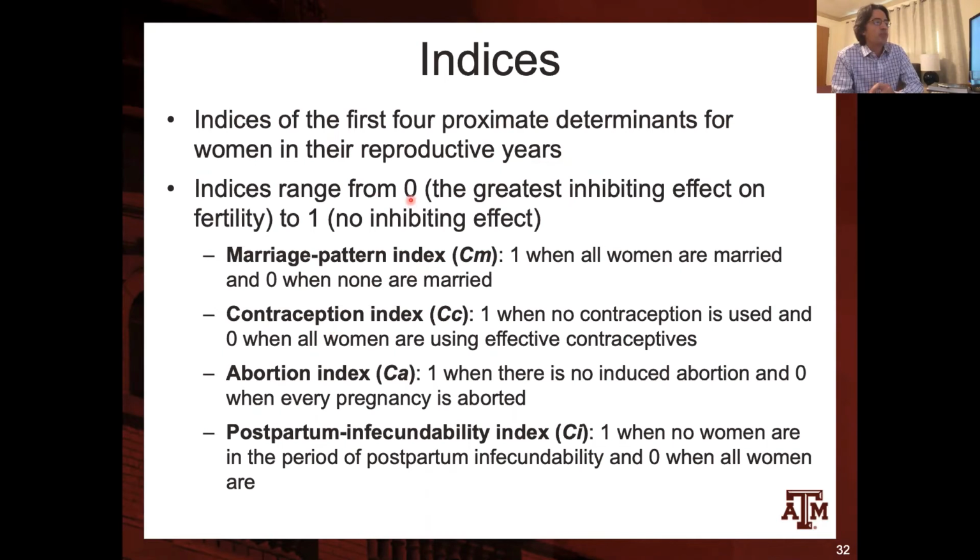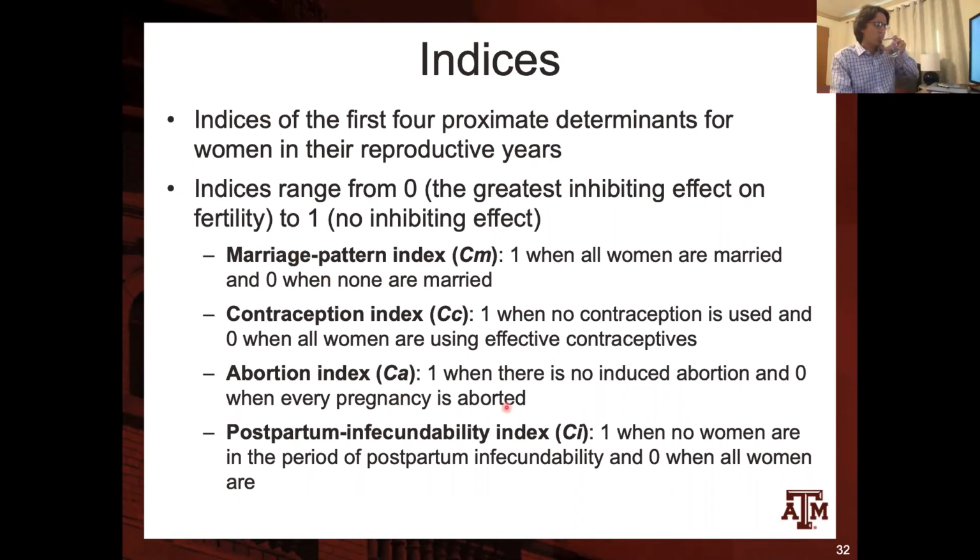And they range all of them from 0 to 1. 0 is the greatest inhibiting effect on fertility, and 1, no inhibiting effect on fertility. So the marriage pattern index is going to be 1 when all women are married. So if all women are married, there is no inhibiting effect on the fact that they will have sexual relations with their partners, and it's going to be 0 when none are married. And this is just related to marriage. Contraception: 1, when no contraception is used, there is no inhibiting effect on fertility. And then 0, when all women are using effective contraceptives, that's the greatest inhibiting effect on fertility.